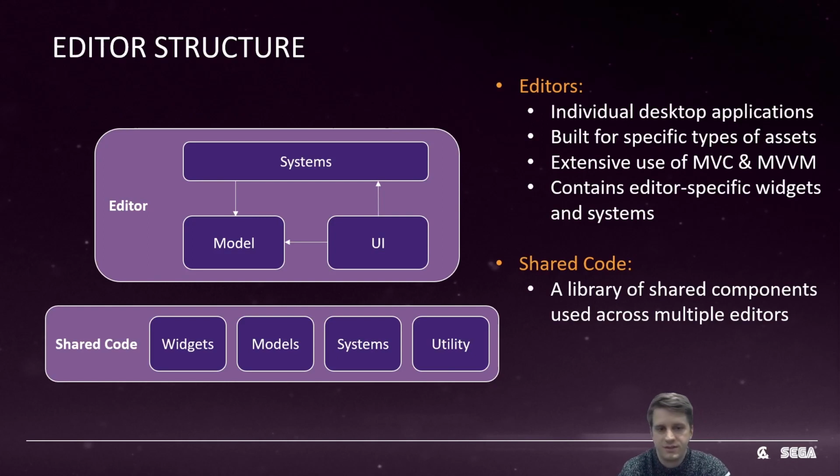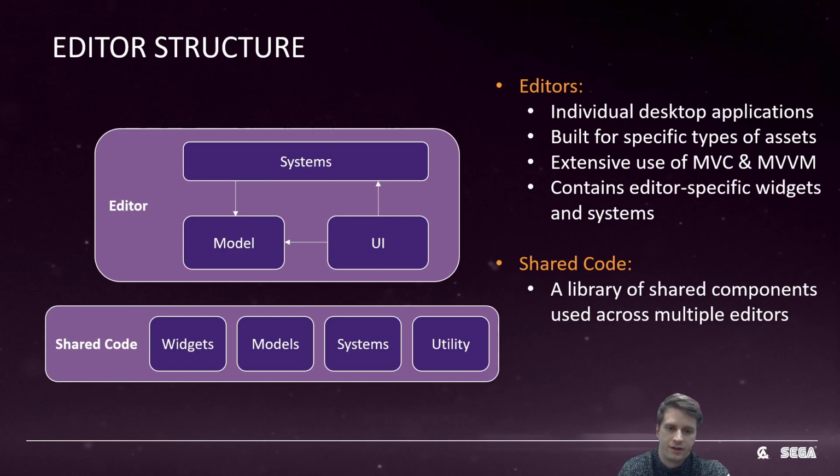So now that the stage has been set a little bit, let's talk about how these editors are structured. Each editor is a standalone program and is usually built to handle a specific type of asset. We make extensive use of patterns like MVC and MVVM when designing these editors. As the top diagram illustrates, an editor is often composed of 3 primary components: a model, systems, and UI.